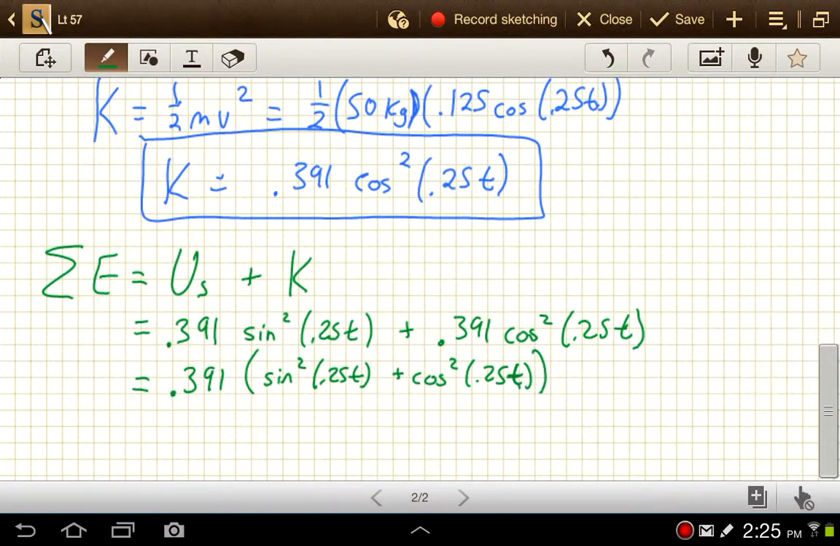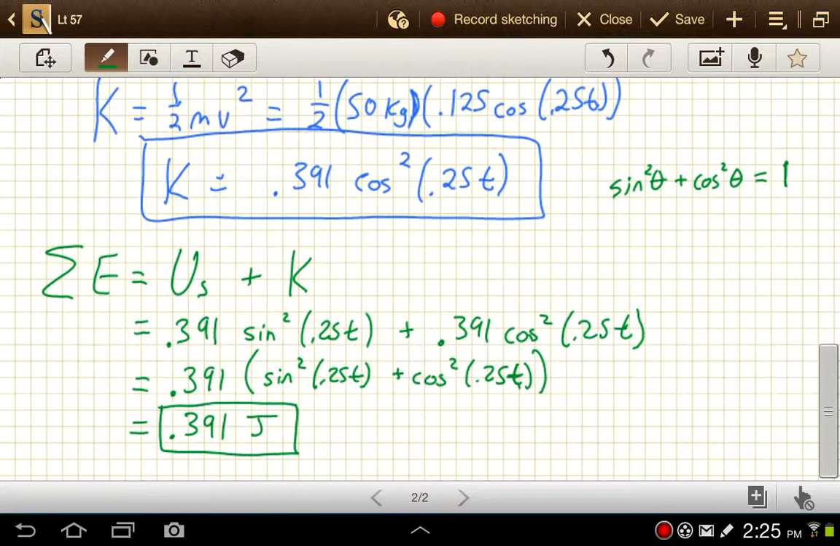Now, if it's been a while since you've had the trigonometric identities, then you might not remember this, but sine squared of anything plus cosine squared of the same thing is always equal to 1. So this whole middle term is just equal to 1. So our total energy is 0.391 joules times 1. That's it. This doesn't change in time, a constant 0.391 joules.